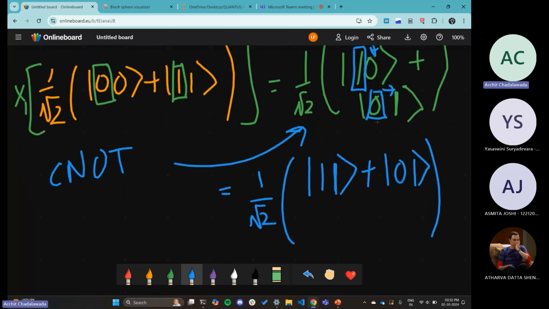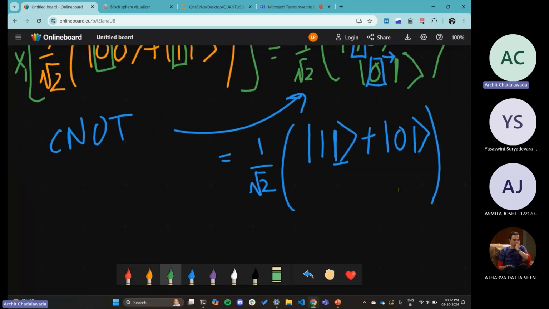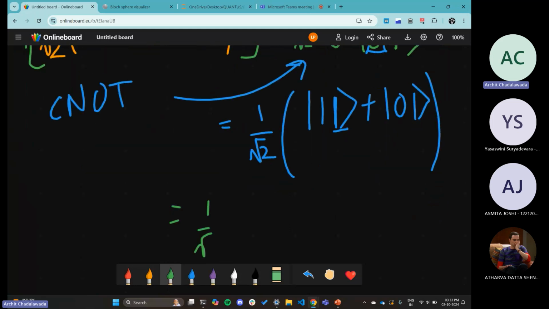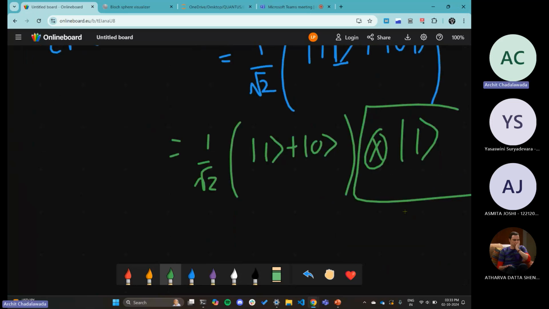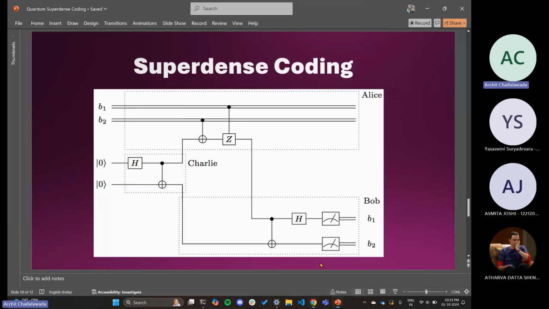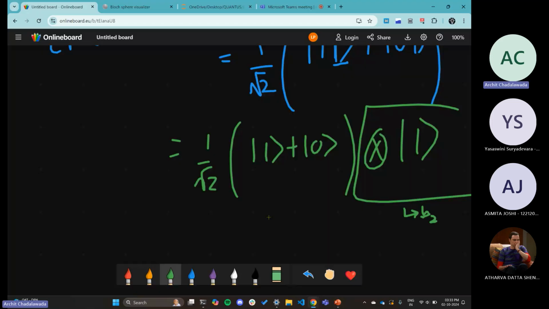We can see that the superposition has been undone over here because there's no correlation. Regardless of the first qubit's value, the second qubit is always 1. So we can again factor this out of the term, and you get 1 by root 2 into ket 1 plus ket 0. And we factored out ket 1 as the second qubit. We can measure this as B2 always. And again, Bob applies the Hadamard gate on the first qubit.